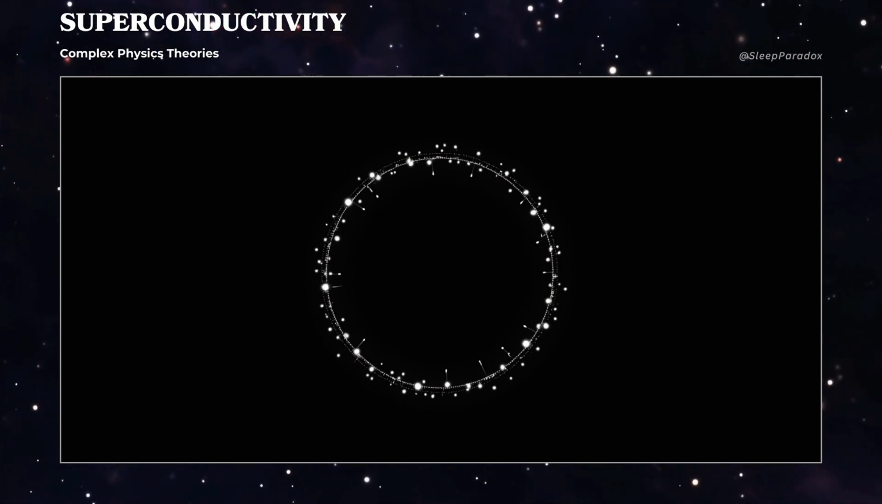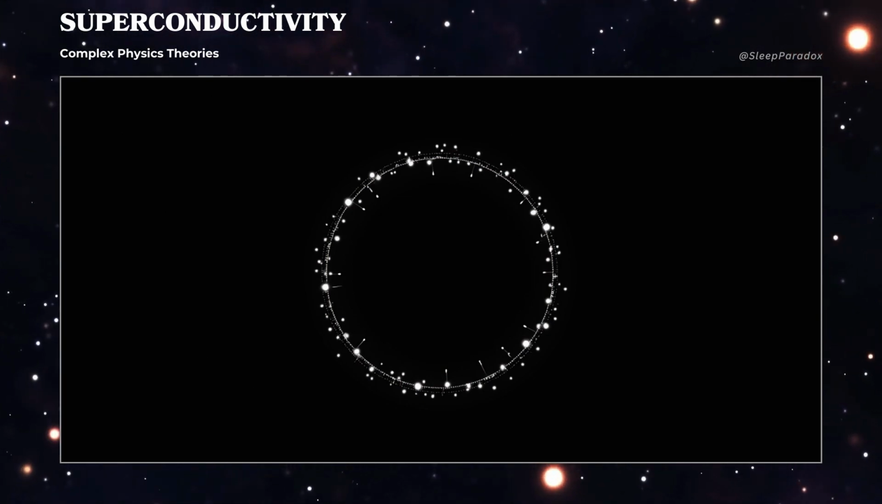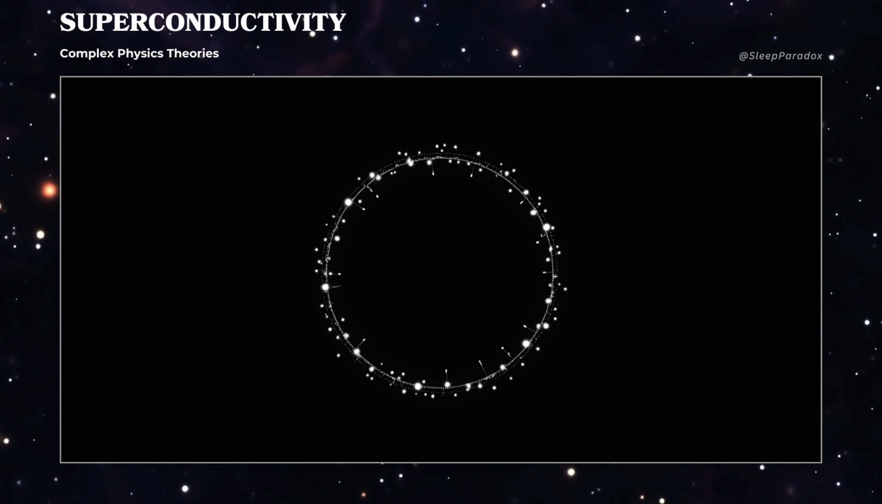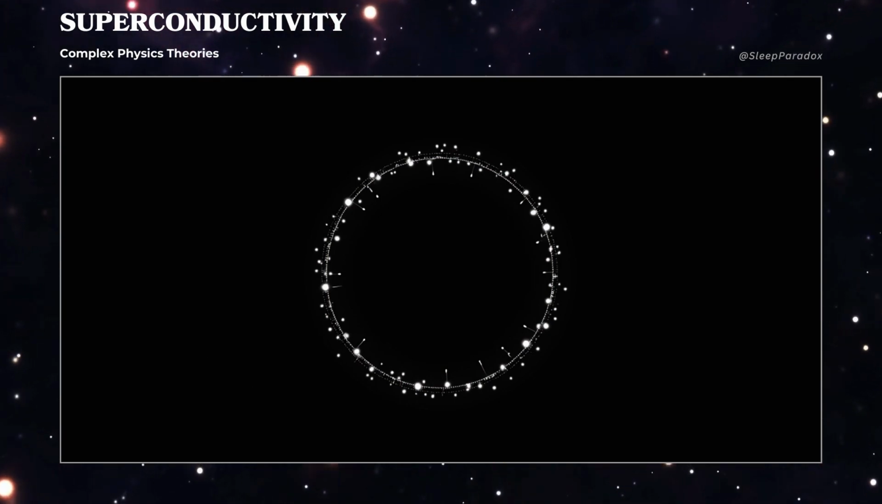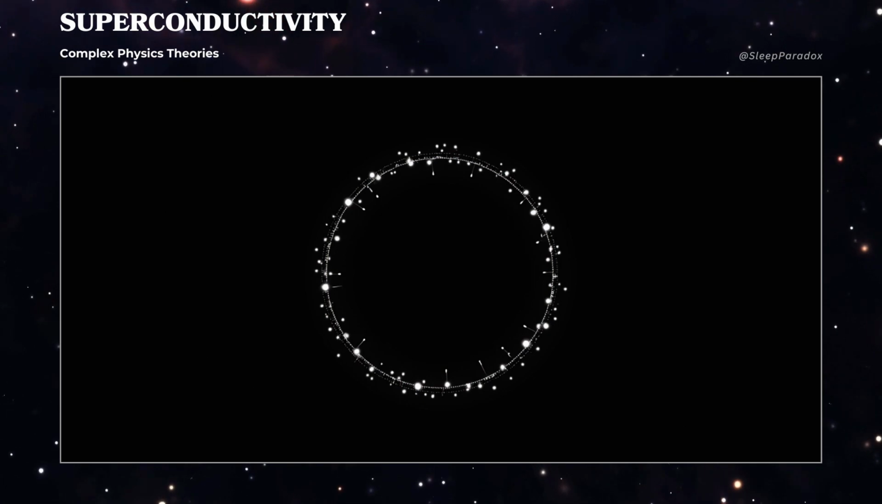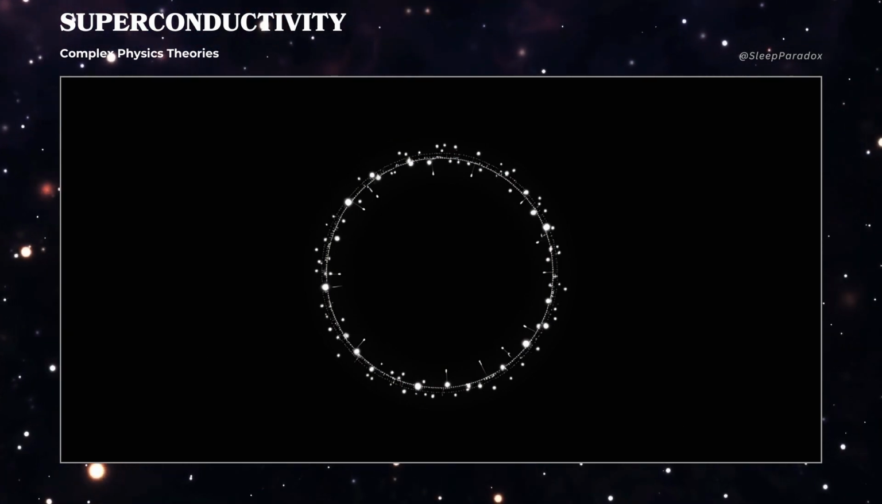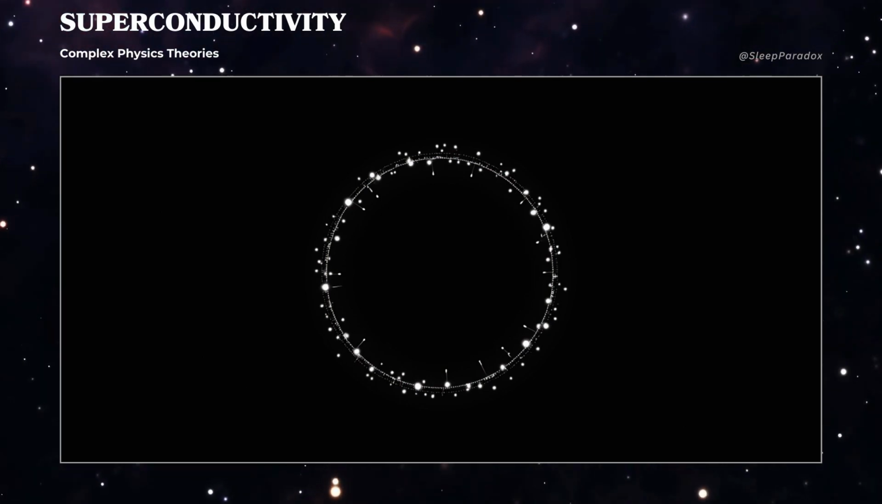They're also used in particle accelerators, where powerful magnets are needed to steer high-energy particles. And they have the potential to revolutionize energy transmission, allowing electricity to flow over long distances without any loss. But there's a major challenge. Most superconductors require cooling with liquid helium or liquid nitrogen, an expensive and complex process.